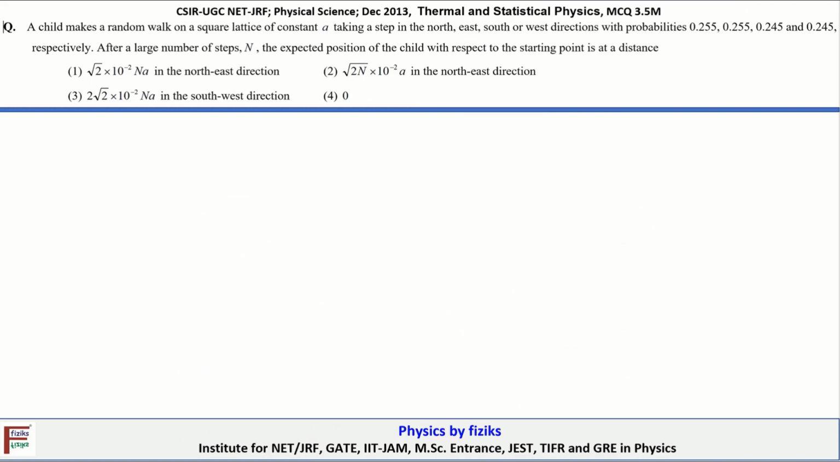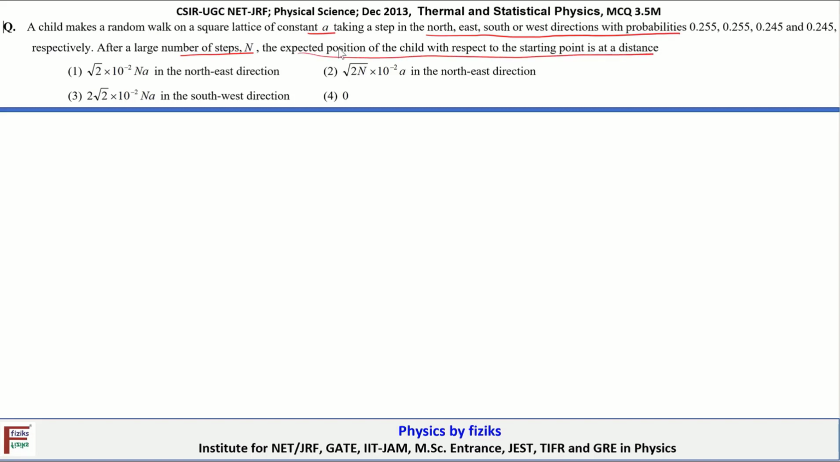So let's take a look at the last problem. This is basically from the random walk problem. A child makes a random walk on a square lattice of constant a, taking a step in the north, east, south or west direction with probabilities 0.255, 0.255, 0.245 and 0.245 respectively. After a large number of steps n, the expected position of the child with respect to the starting point is at a distance.